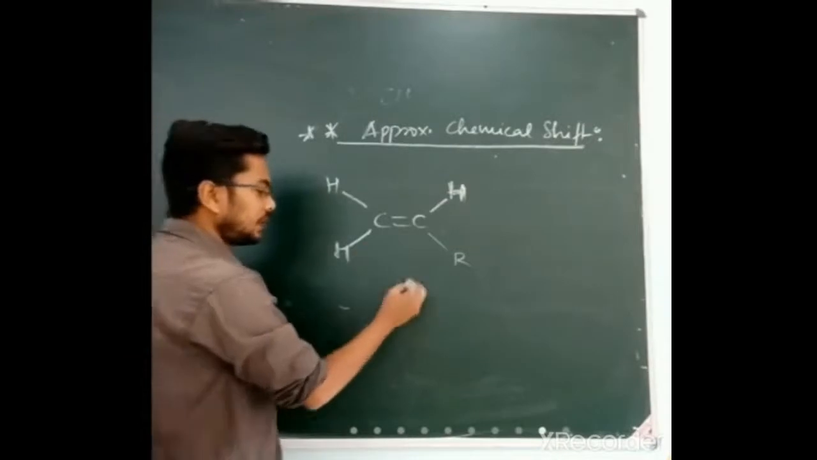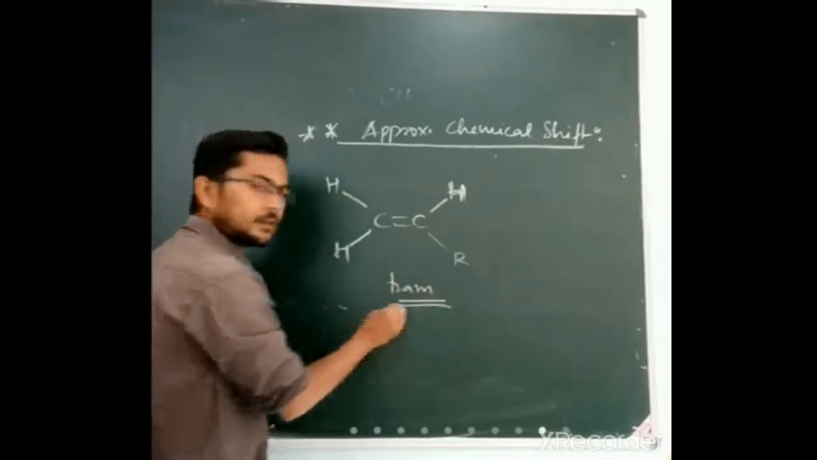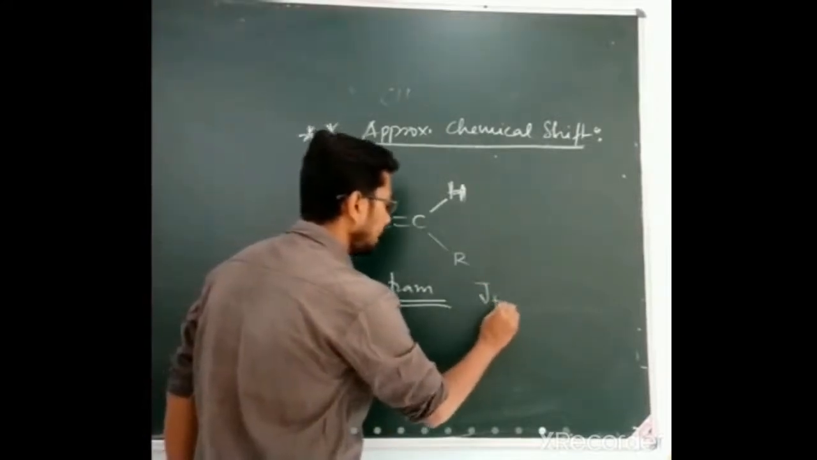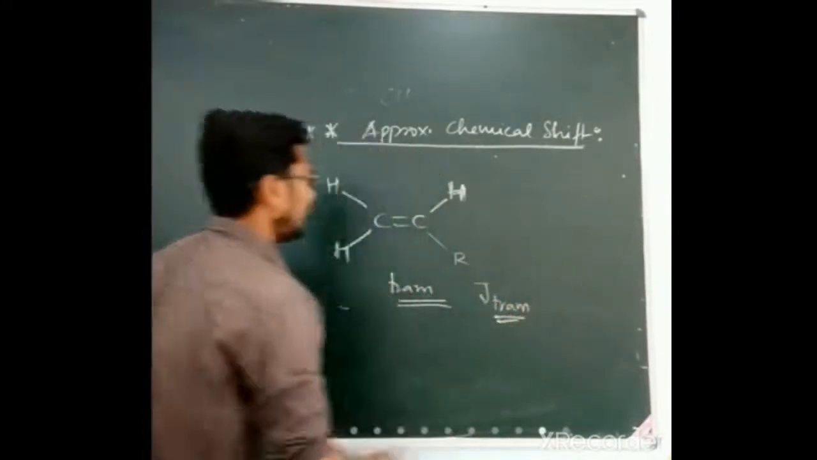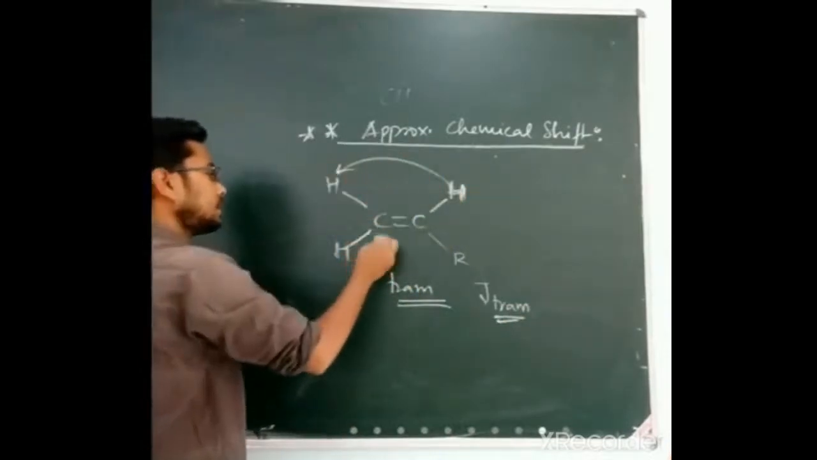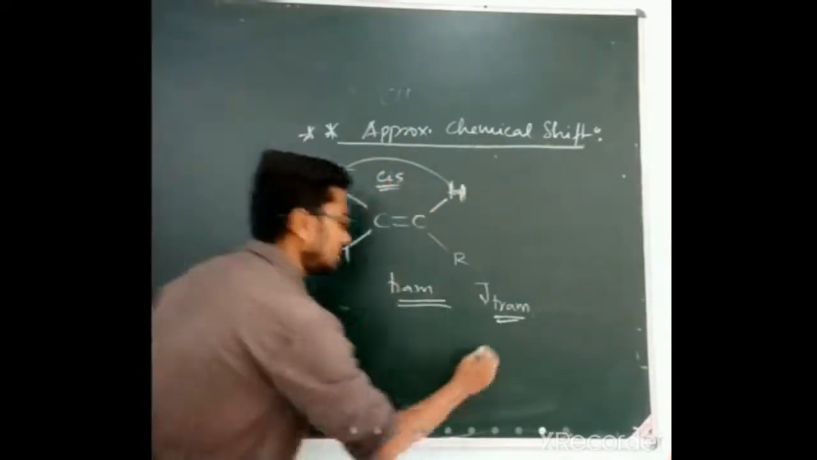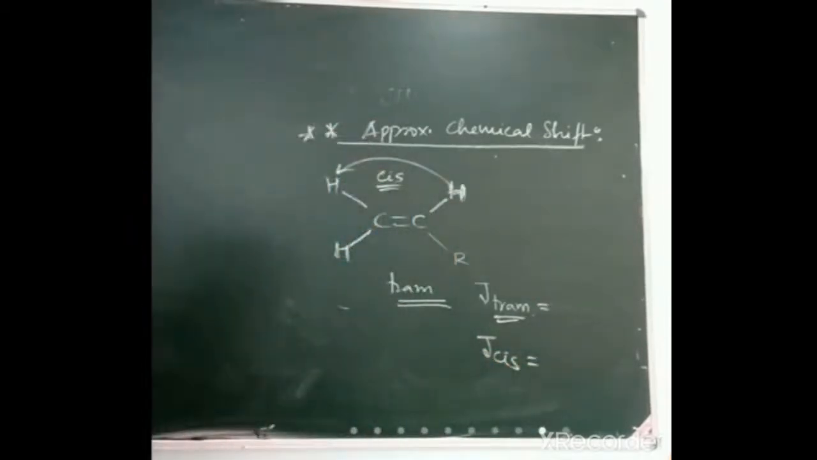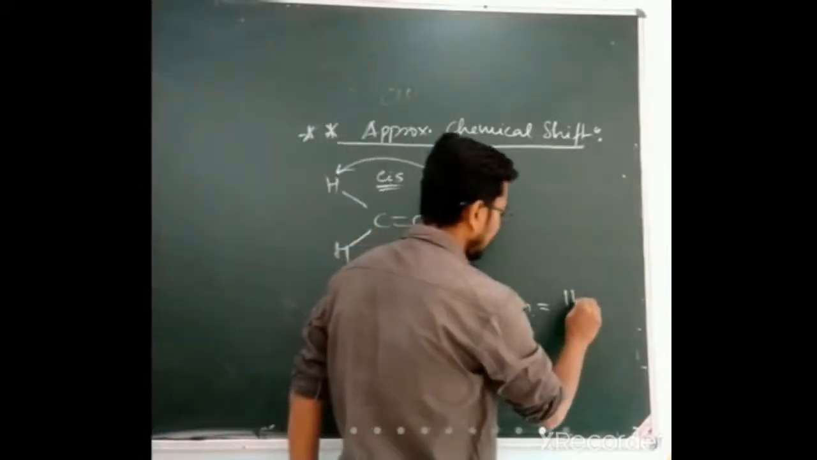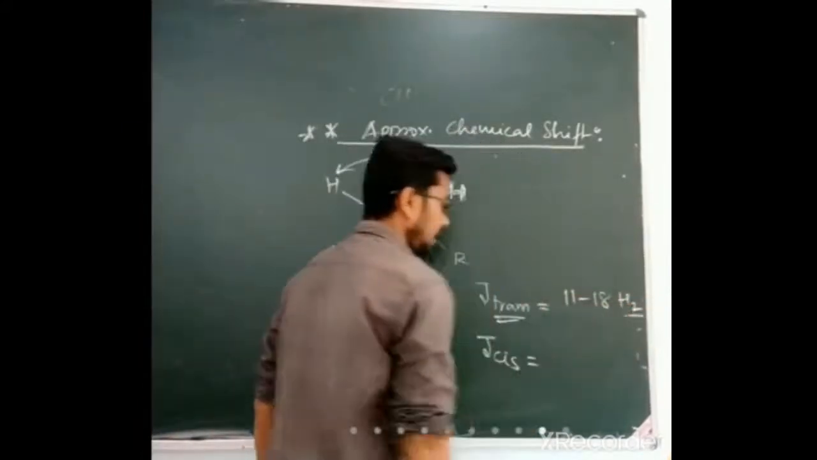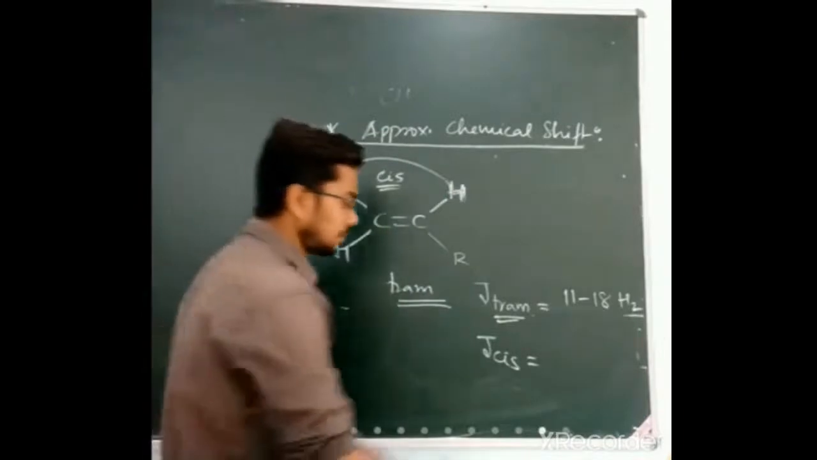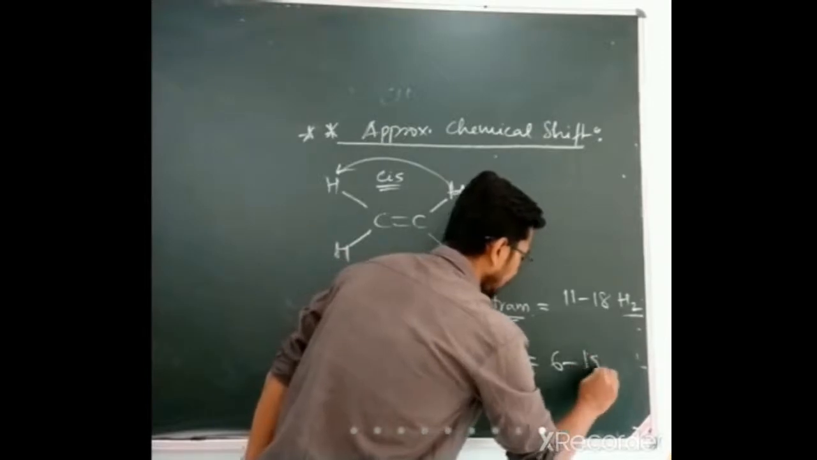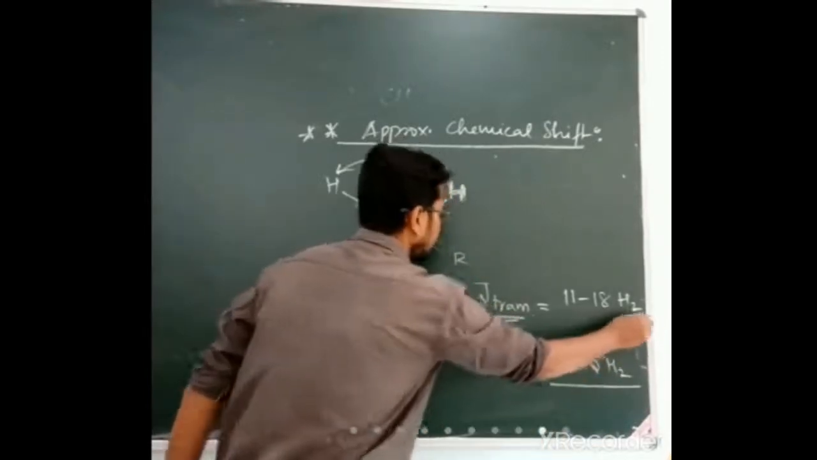This hydrogen, they are trans in nature, so we will call it J trans, and this hydrogen, the relationship is cis. So this is J cis and J trans. The J trans value comes at 11 to 18 hertz, and the J cis value comes from 6 to 15 hertz. Okay, this is the range.